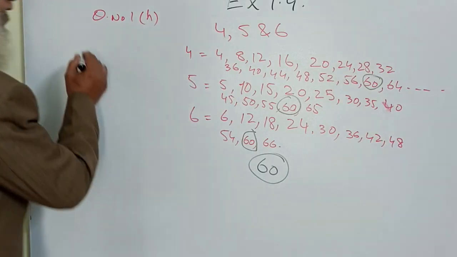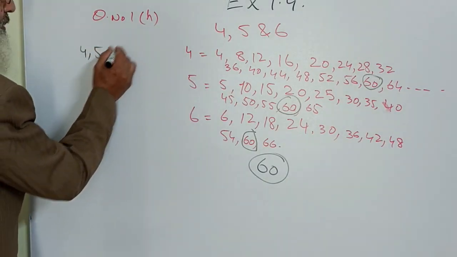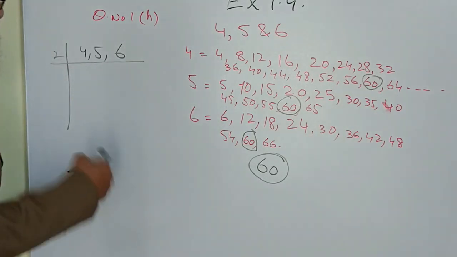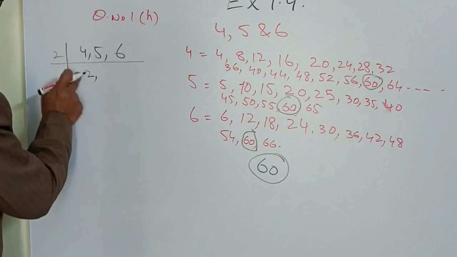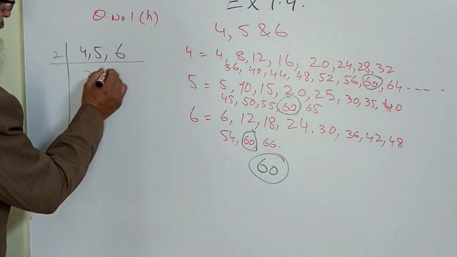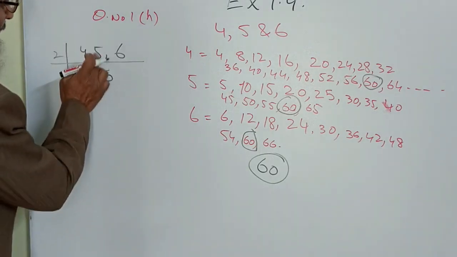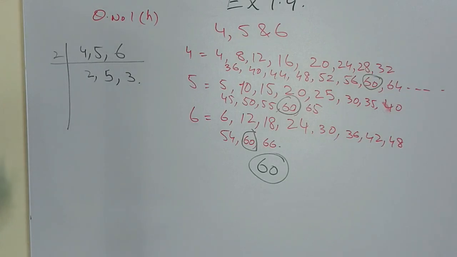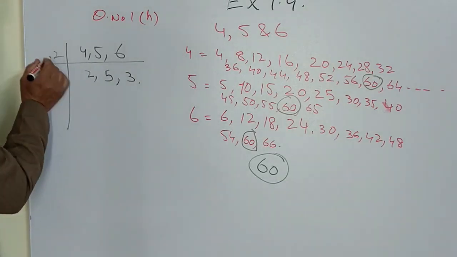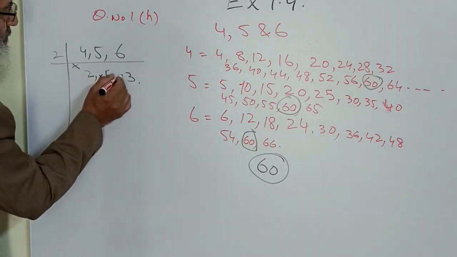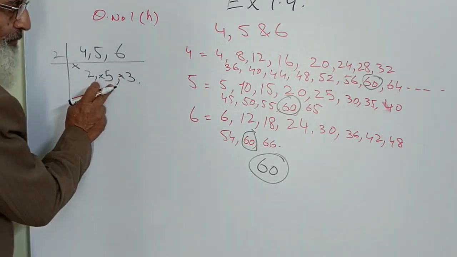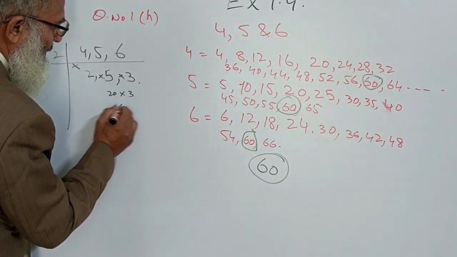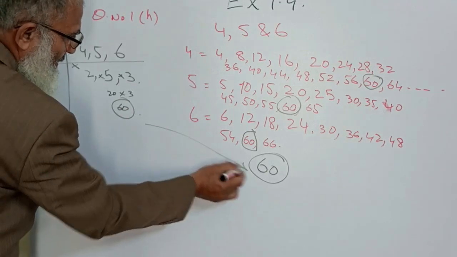To avoid such long multiples, why don't we do it this way? 2 twos are 4. We cannot divide this, so we write it as it is, and 2 threes are 6. So what we do now is multiply the whole: 2 twos are 4, 4 fives are 20, and 20 multiplied by 3 is 60. Same answer.